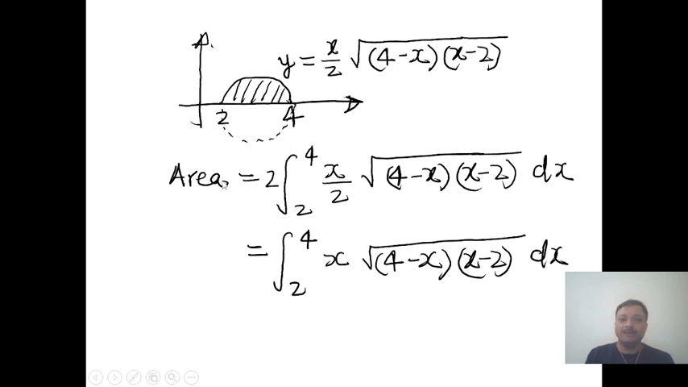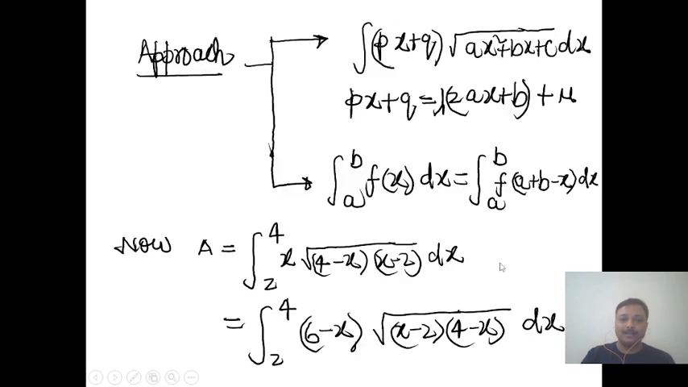Now the area, the whole area that we want to find out, this whole area. So it will be twice the integral from 2 to 4 of x square root of (4 minus x)(x minus 2) dx. Now 2 will cancel out, so it is the integral between 2 and 4 of x square root of (4 minus x)(x minus 2) dx. Now you see it is of the form px plus q, and the square root of this, if you multiply (4 minus x)(x minus 2), you will get a quadratic equation. That means this is of the form ax square plus bx plus c.